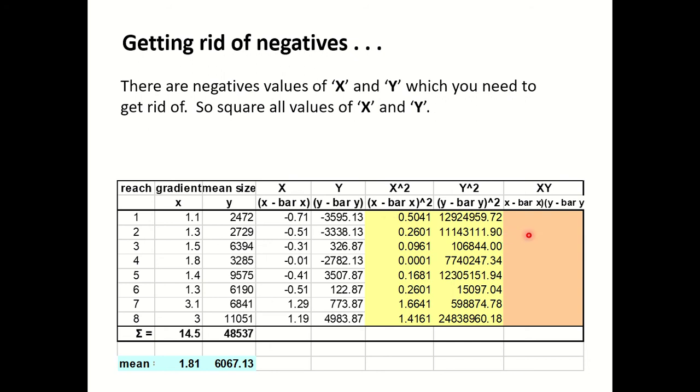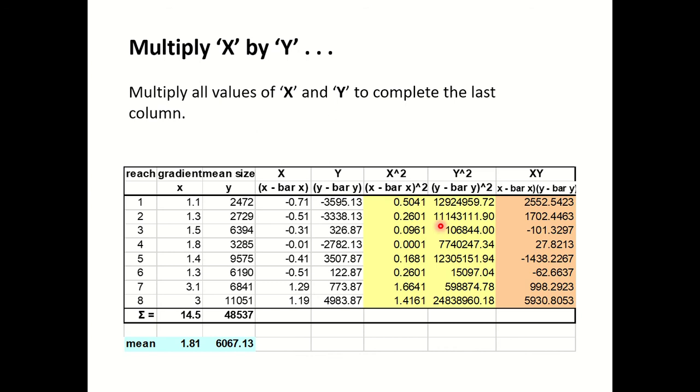Okay, and assuming that you've done all that, we now work out big X times big Y. So that's x minus bar x times y minus bar y. We already know x minus bar x, we already know y minus bar y, so we do minus 0.71 times minus 3,595.13. Whew, that gets us these values. Brilliant.